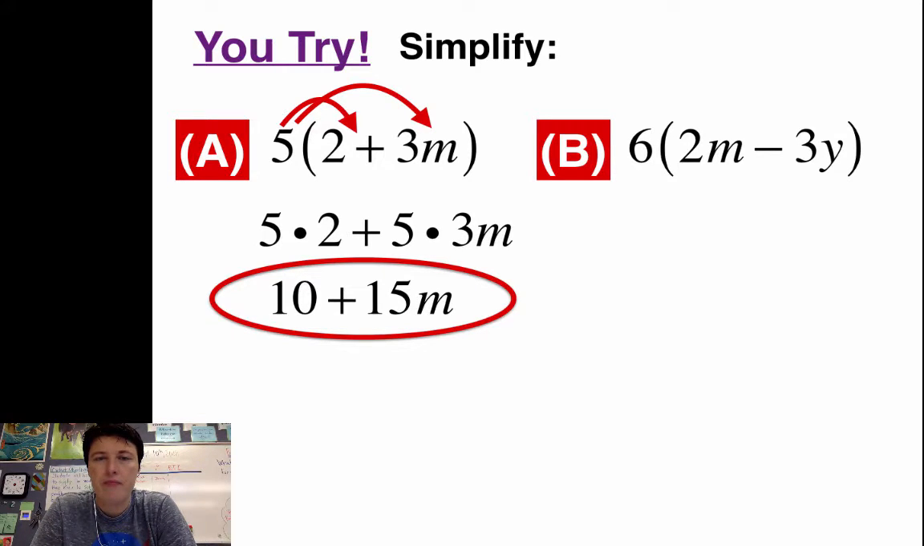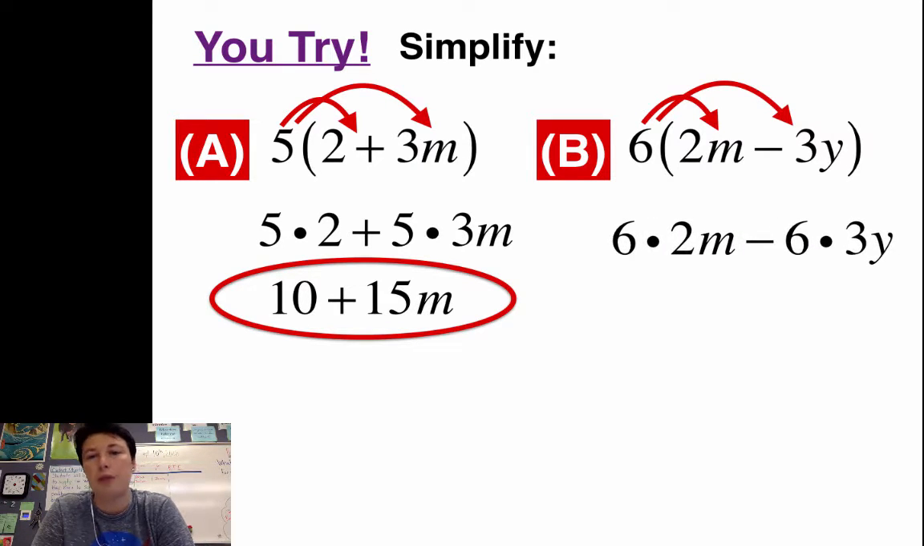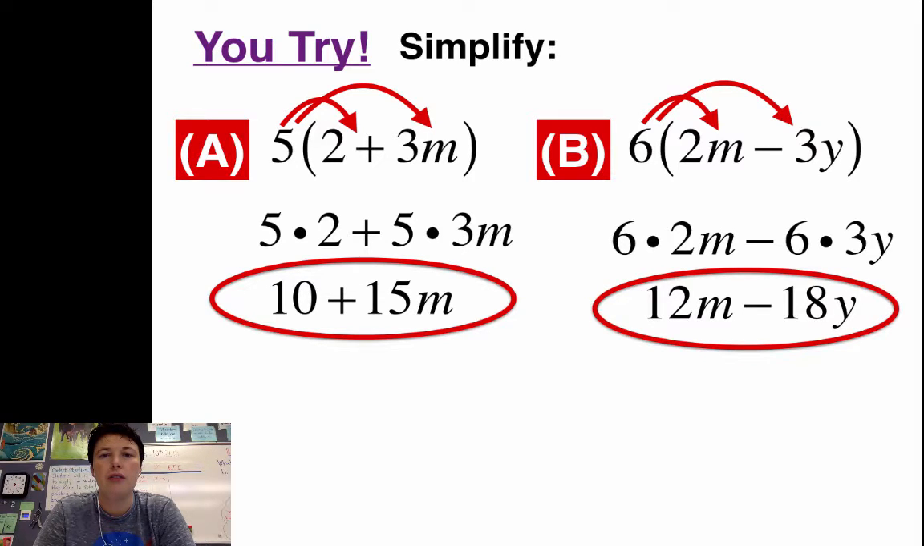Okay, you ready to check? Same story. We're going to multiply the 6 inside. We're going to do 6 times 2m and 6 times 3y. This time with a subtraction sign in the middle. So that'd be 12m minus 18y. And that's your solution.